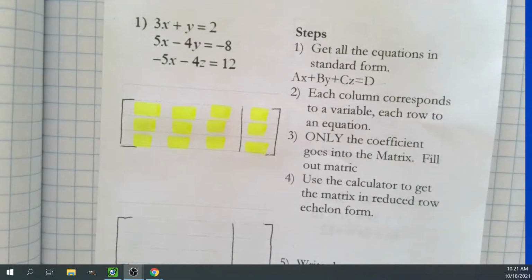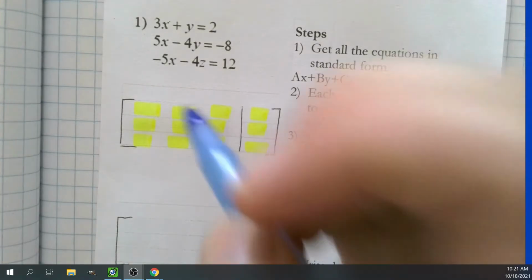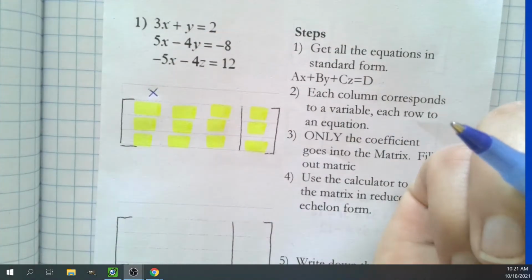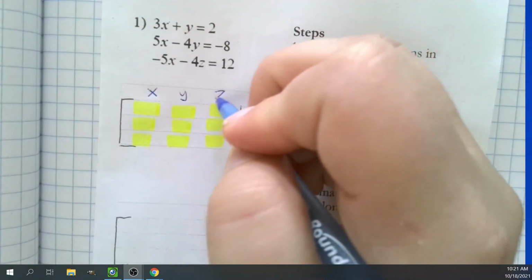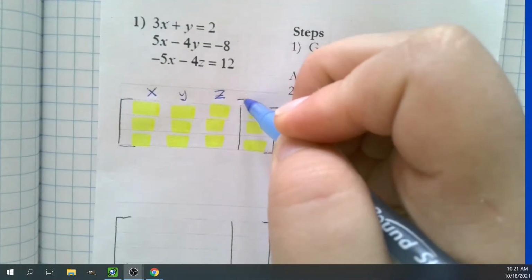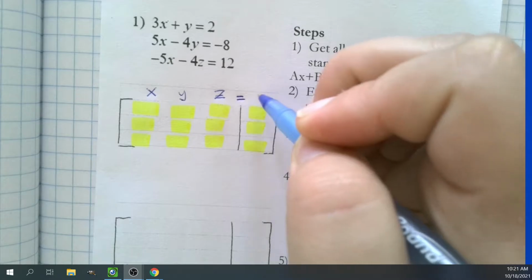Okay. Now what I need you to do is we're going to put some labels. This is going to be our first letter. This is going to be our second letter. This is going to be our third letter. This means equals. And this is going to be the number.